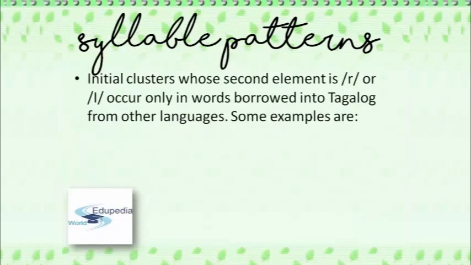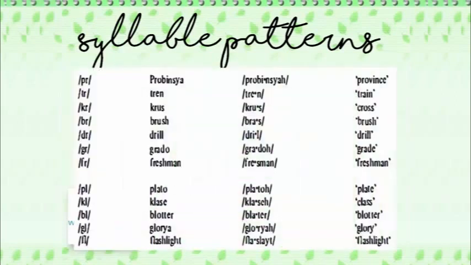Initial clusters whose second element is R or L occur only in words borrowed into Tagalog from other languages. Some examples are: probinsya, province, tren, train, cruz, cross, brush, brush, drill, drill, grado, grade, freshman, freshman, plato, plate, clase, class, blotter, blotter, gloria, glory, flashlight, flashlight.